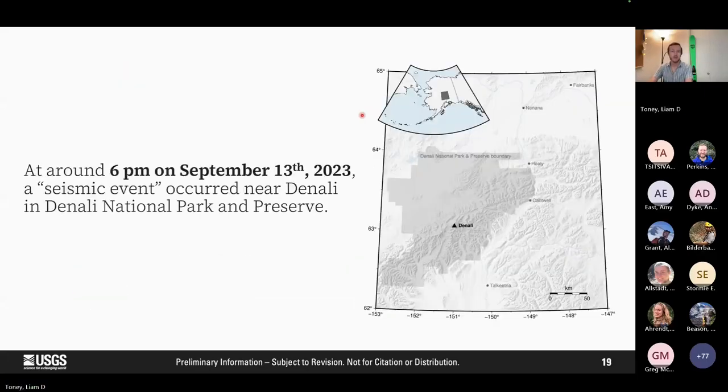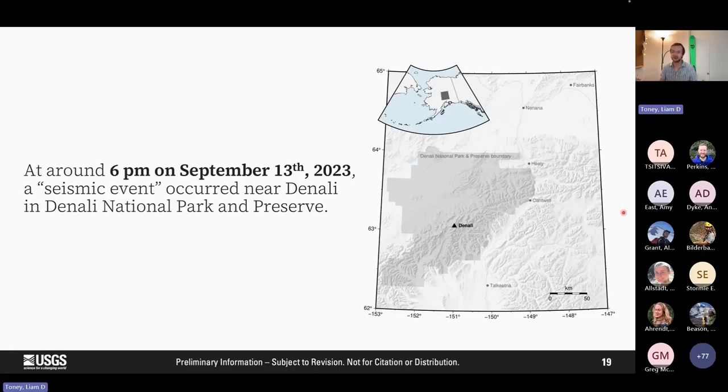So at around 6 p.m. on September 13th in 2023, a seismic event was detected in the vicinity of the mountain Denali in Denali National Park and Preserve. And I put this in quotes because at the time, that's all we knew about this event. We had seismic waves, and it was indicated that it was some source that was close to Denali. But for non-earthquake sources, this is really often how it happens.